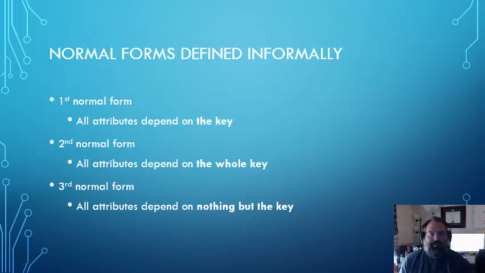Normal forms defined informally. First normal form: all attributes depend on the key. Second normal form: all attributes depend on the whole key. Third normal form: all attributes depend on nothing but the key.